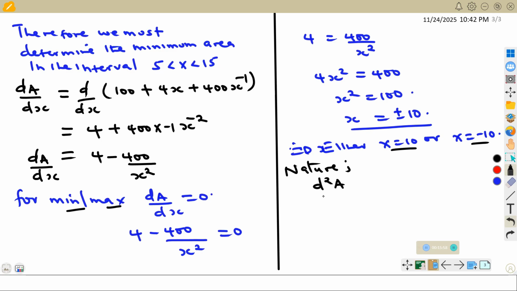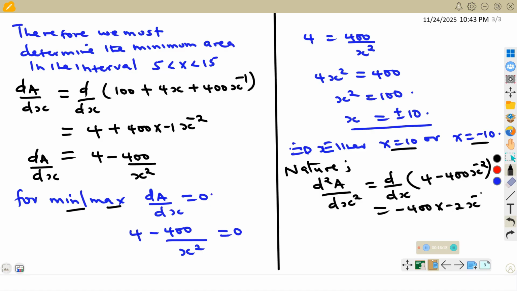So let us look at the d2A dx squared, which is same as differentiating with respect to x, this one here. So this is same as 4 minus 400 x to power negative 2 when you bring it up. So this will be, drop the negative 2, so this is negative 400 times the negative 2 x to power negative 3. So this would be 800 divided by x to the power of 3. So this would be our d2A dx squared.